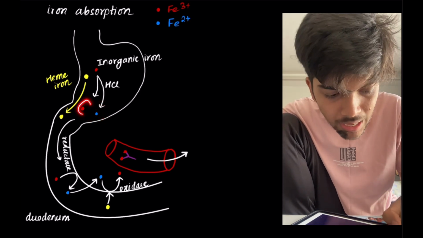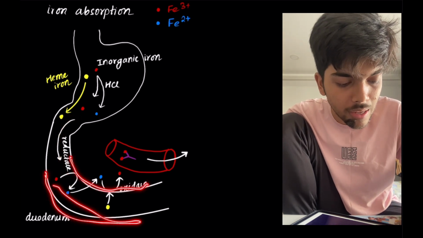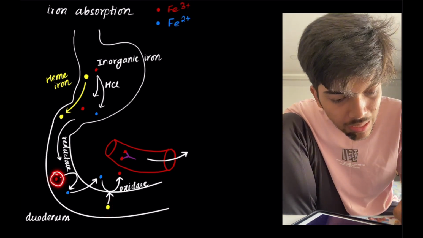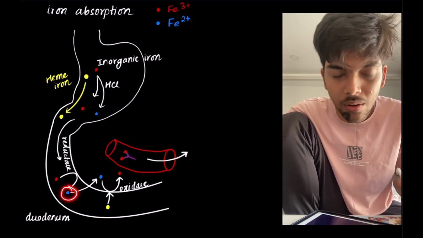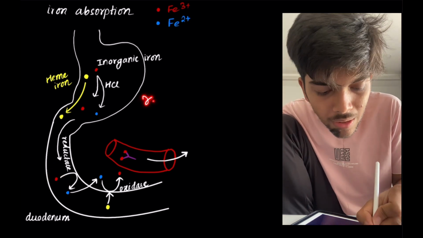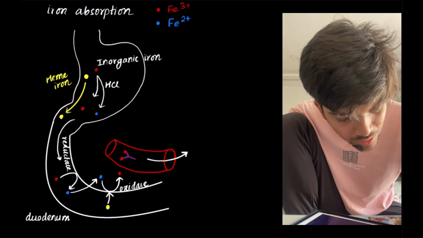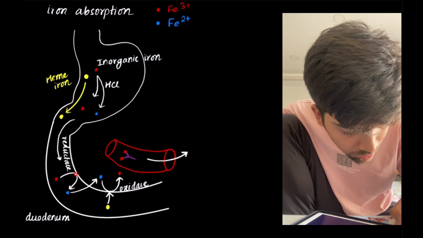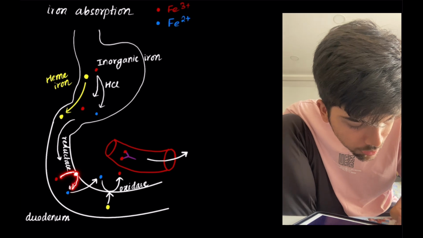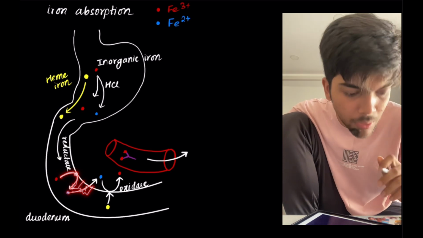However, there is still ferric iron remaining. So all this iron reaches the upper part of the intestine, or duodenum. In the duodenum, you have heme iron, the ferric inorganic iron, as well as the ferrous inorganic iron. The remaining ferric inorganic iron is reduced with the help of reductase enzyme. This reductase enzyme is present in the inner wall of the duodenum. This reductase enzyme reduces ferric into ferrous, and then this ferrous form is taken in by the enterocyte.